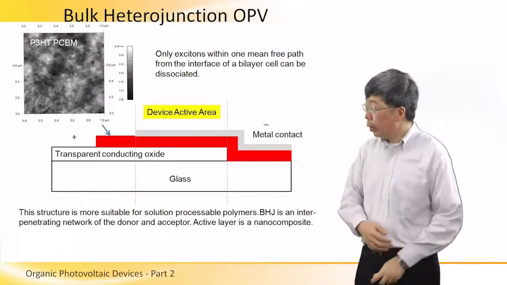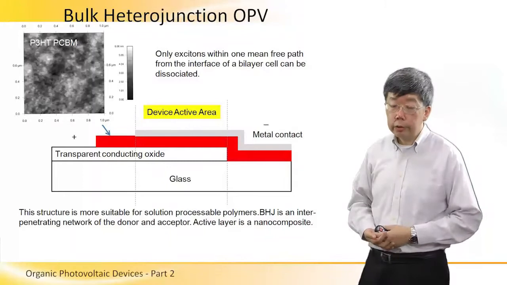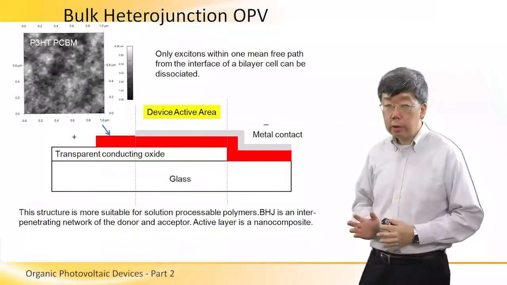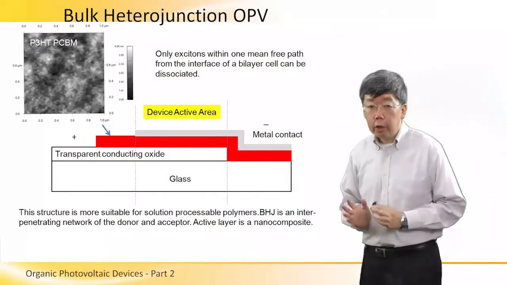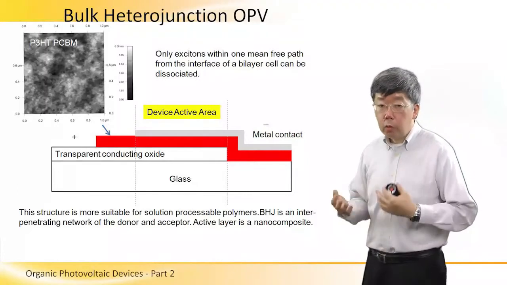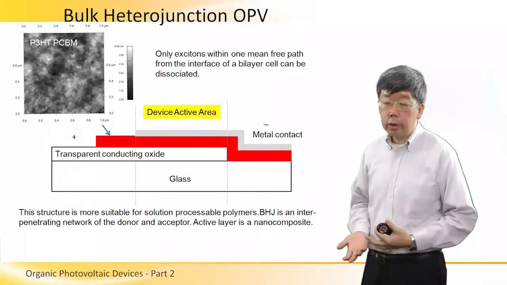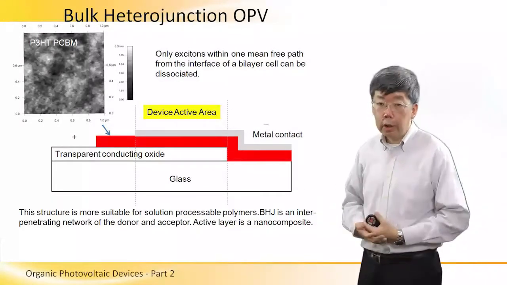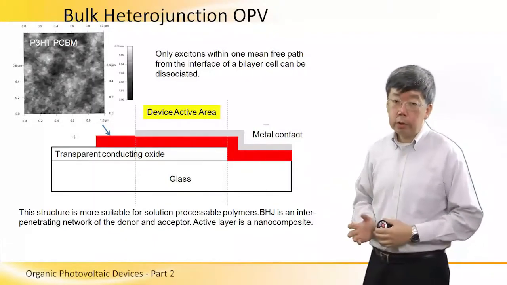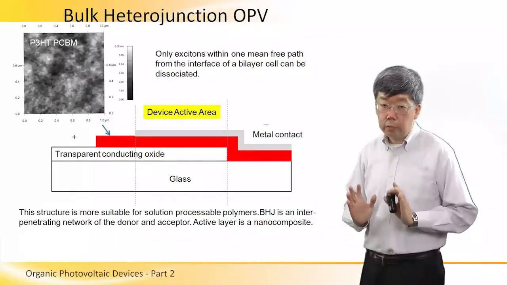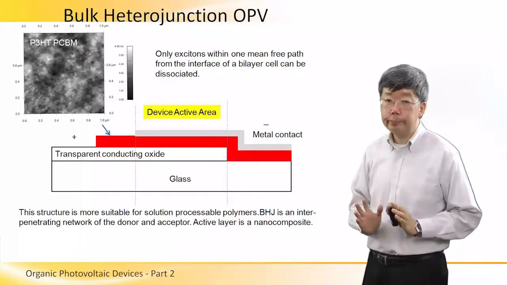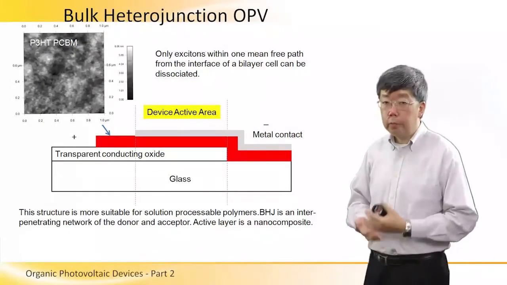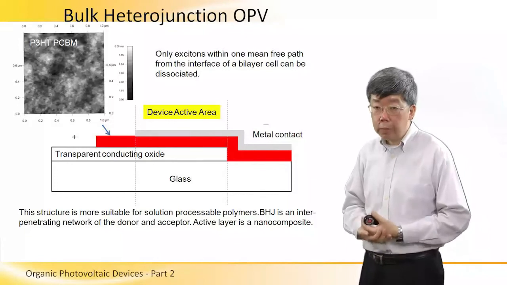Next, we will talk about the bulk heterojunction OPV device structure. This device structure is more important because it is what is widely used in industry to fabricate photovoltaic device for real applications. The bilayer structure is more suitable for research and development only. So we will explain more about the bulk heterojunction OPV.